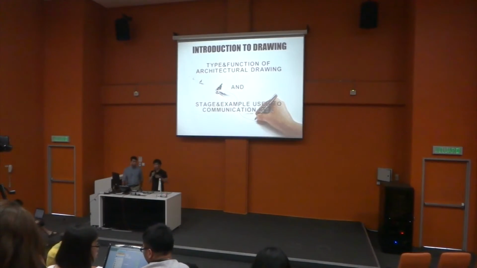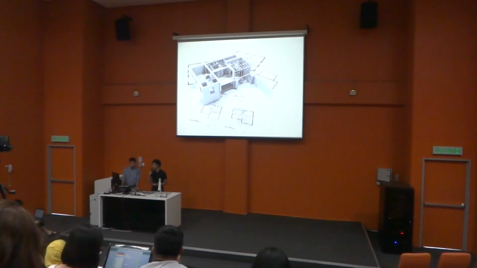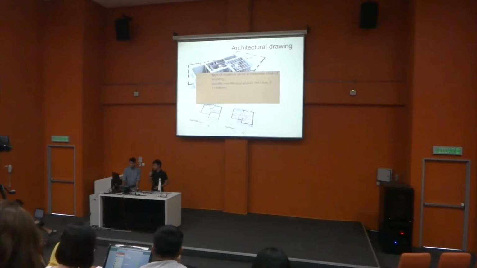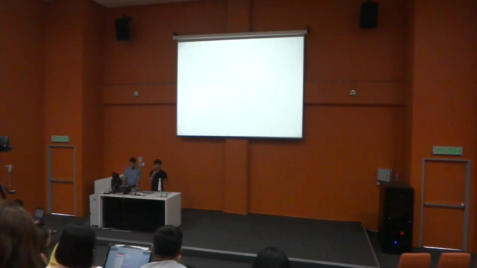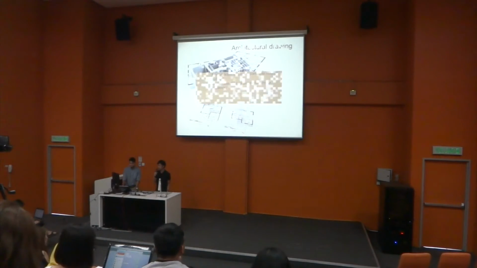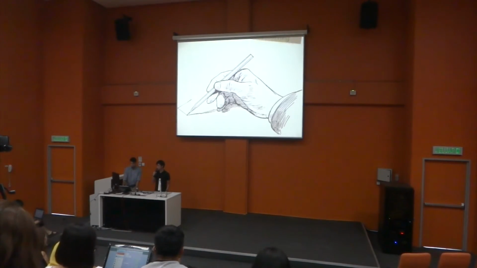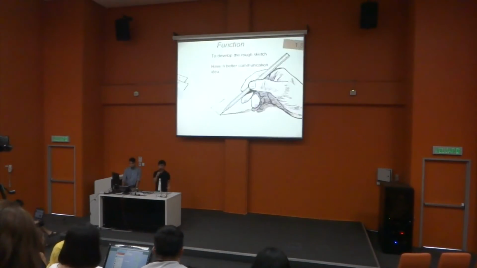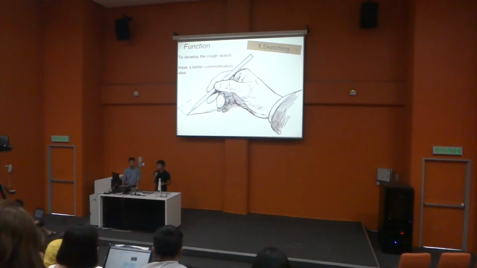Hi everyone, I'm Ryan, and I will be talking about introduction to drawing. What is architectural drawing? Architectural drawing is a type of drawing that gives us the complete view of the building, and usually architects will use A0 size paper to draw it. The first part of architectural drawing is sketching, and it is important to have a rough sketch so that it gives better communication between the architect and the client.